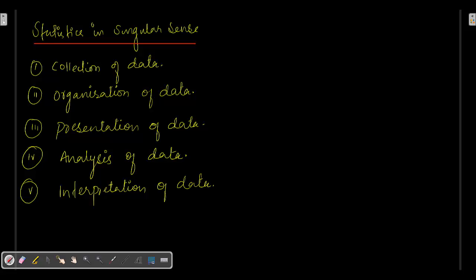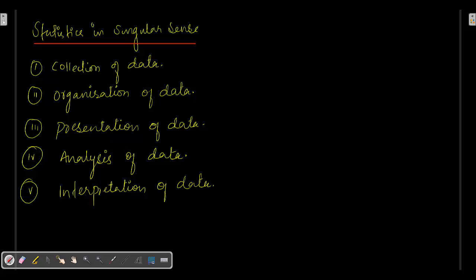So here, statistics in the singular noun is defined as follows. Croxton and Cowden define statistics as the collection, presentation, analysis, and interpretation of numerical data. According to Lovett, the science of statistics deals with collection, classification, and tabulation of numerical facts as the basis for explanation, description, and comparison of phenomena.